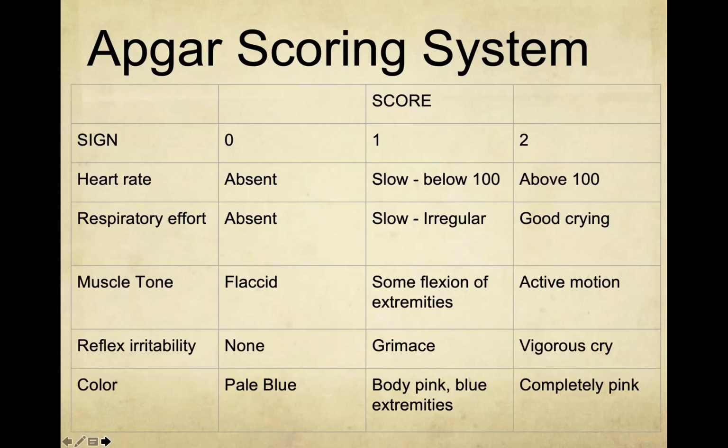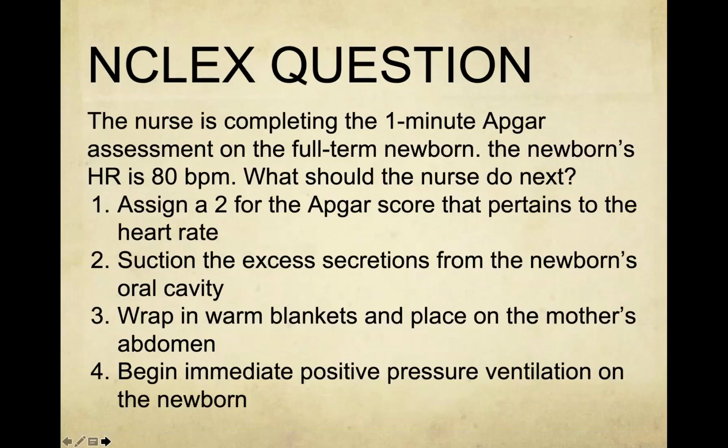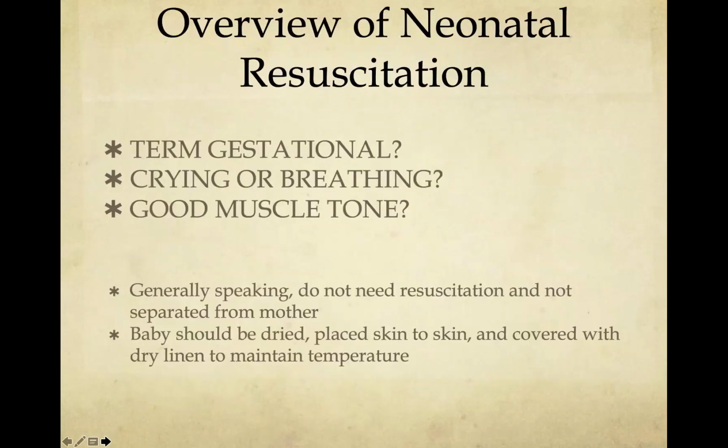So it goes from 0 to 2, and you are looking at heart rate, respiratory rate, muscle tone, reflex irritability, and color. The nurse is completing a 1-minute APGAR. I think we went over these. You have the answers, so I'm just going to go through these rather quickly.